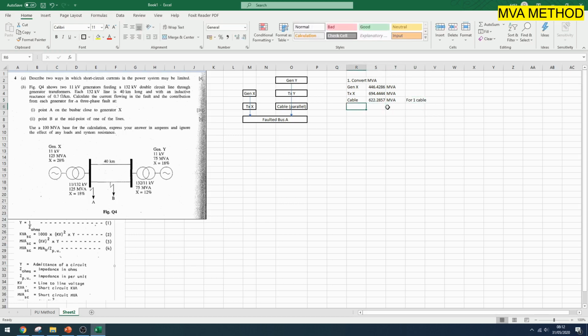Second is generator Y. You have 75 MVA and impedance 18%, so 75 divided by 0.18. And for transformer Y, this is transformer Y. Transformer Y is 75 MVA divided by 0.12. So this is what you get.